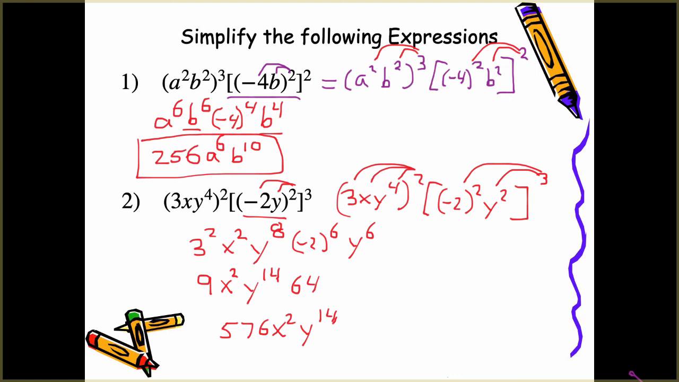One of those things you should notice, hopefully, and we've done this in other parts of the year, is that when we have variables, we put them in alphabetical order. The coefficient always goes out front, then we do the variables in alphabetical order. You notice the first one we had 256, a to the 6th, b to the 10th, and the second one we have 576, x squared, y to the 14th. That is a proper way to write these. You put the coefficients out front, and then the variables come in alphabetical order.